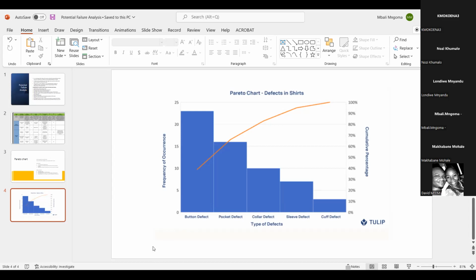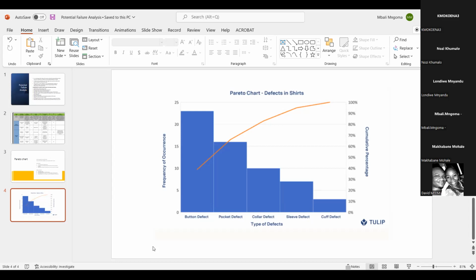Also, thinking out loud, the 20% would literally intersect where the cumulative says the problem is at 80%. So everything that causes 80% of your problem would only be button defect, pocket defect, and collar defect. And if you focus on those 3, then your problems should be sorted out.